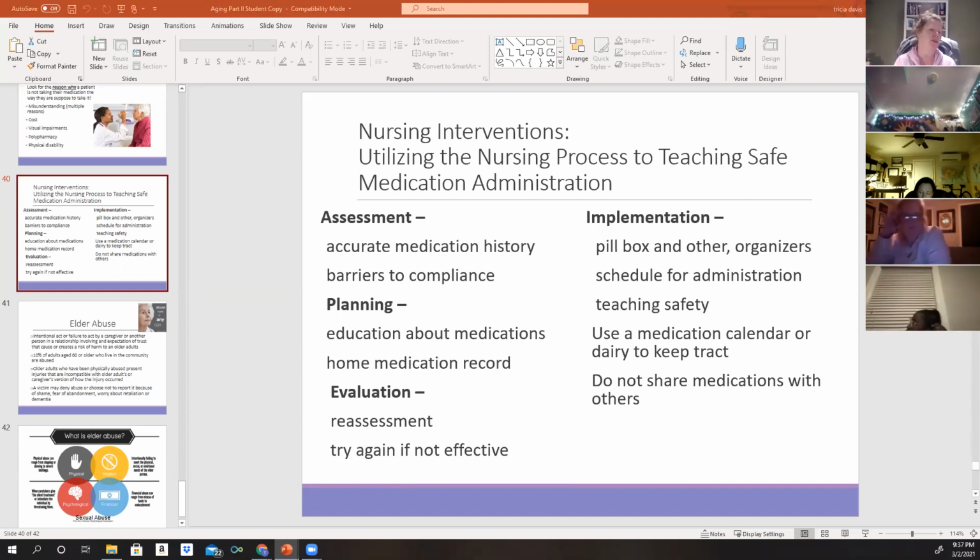Mrs. Jones, I see you take Lipitor 40 milligrams every day. I also see that you take Celexa 20 milligrams each night. Is this true? And you want to go one by one and make sure you give the dose and the frequency. You also want to assess any barriers to compliance. So all the things we just talked about on the previous slide. Do they have access to the medication? Can they afford it? Do they know how to take it?